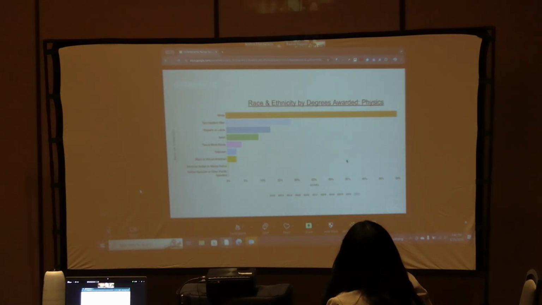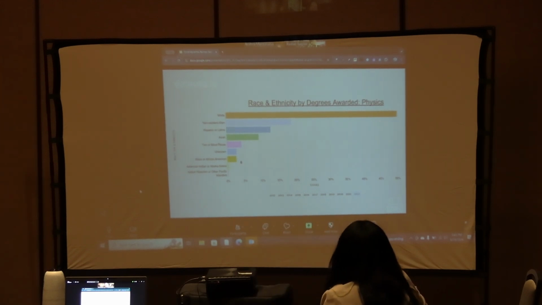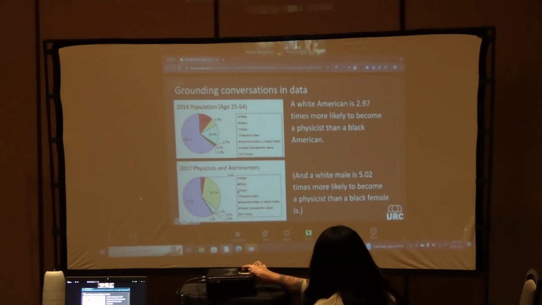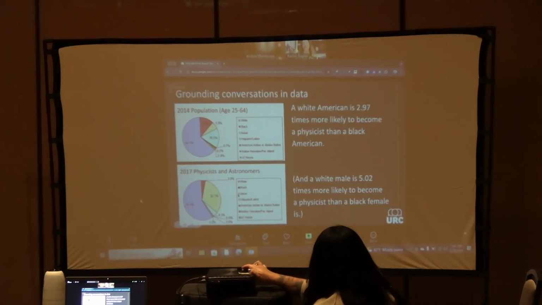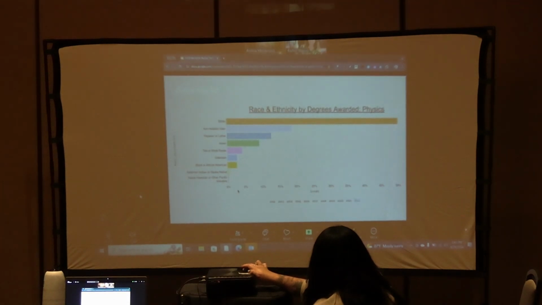And I looked at some more current data just to see what was happening more recently. This is physics degrees awarded, not quite as comparable as working physicists. But if you look at the Black or African American slice, it's down there about 3% again. So pretty similar to what we saw here, maybe even a little bit less in terms of people graduating with a physics degree in 2022.